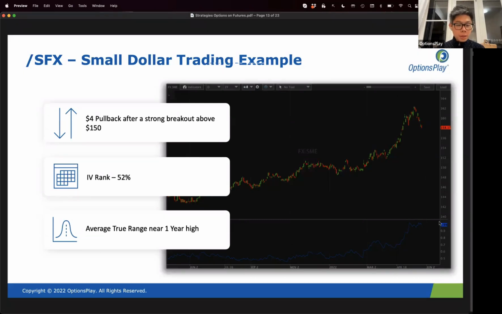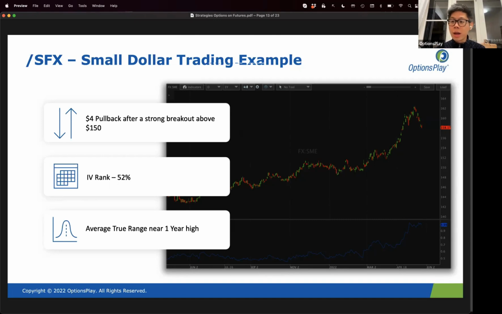So let's look at a real example here. I'm going to use the small US dollar futures, for a few primary reasons. From a technical and timing perspective, I think it makes sense to look at a more neutral type strategy like a short strangle, but also from a volatility perspective.